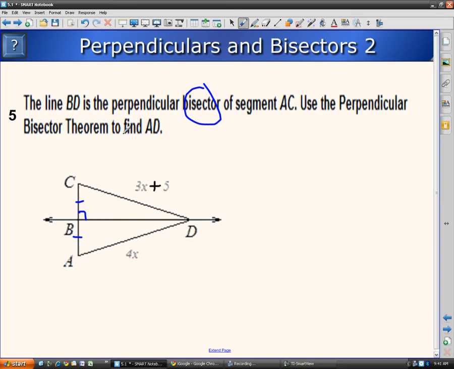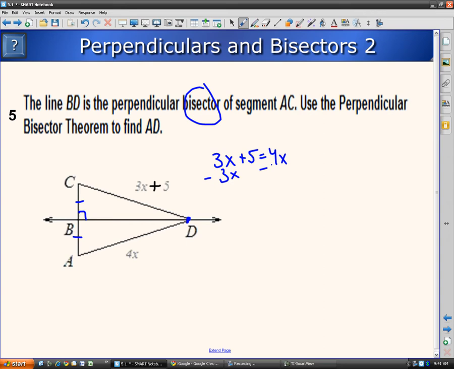Knowing that this is a perpendicular bisector, any point that I choose on the perpendicular bisector will be the same distance from that point to A as it is to C. They picked this point D way up here, so that would mean that DC and DA will be equal to each other. So 3x plus 5 has to equal 4x. Subtracting 3x, following my steps of algebra, I end up with x equaling 5.